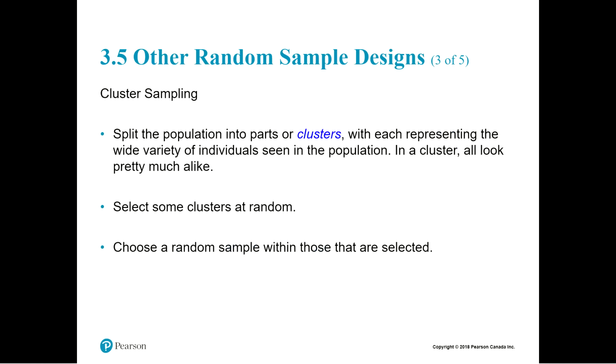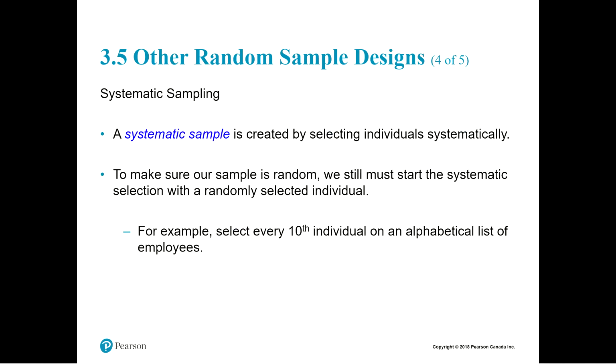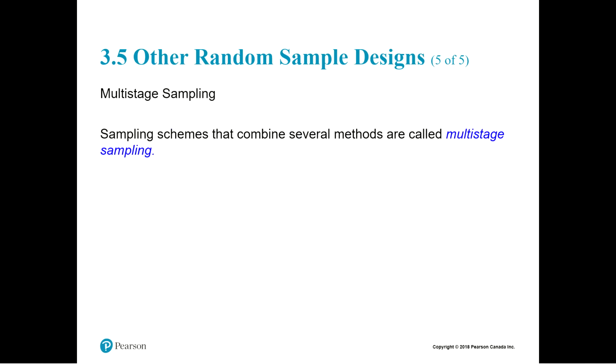Systematic sampling. A systematic sample is created by selecting individuals systematically. To make sure our sample is random, we still must start the systematic selection with a randomly selected individual. For example, select every 10th individual on an alphabetical list of employees. You have a system, you're choosing every 10th, but it's still random. Then you have multi-stage sampling. Sampling schemes that combine several methods are called multi-stage sampling.